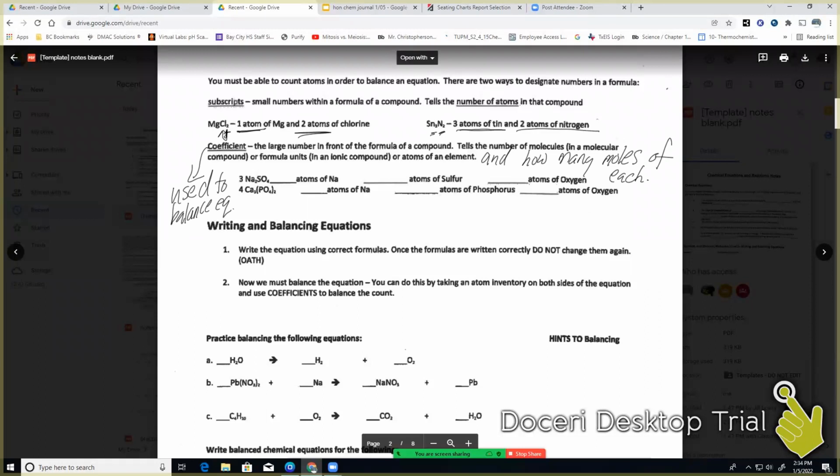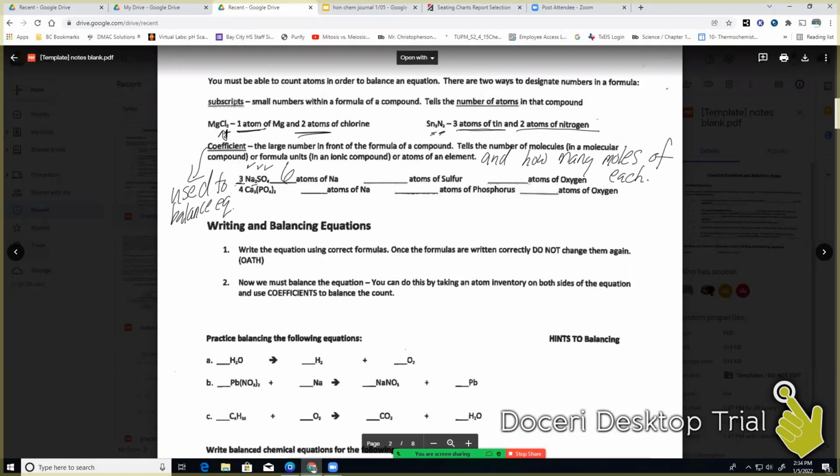Remember that when you have a coefficient, it affects everything behind it. So that 3 is going to affect sodium, sulfur, and oxygen. It's not like the subscript, which just reflects the element that's right in front of it. So if you start counting these, if it has a subscript and a coefficient, then you multiply. So for my sodium, I'm going to say 2 times 3, that would give me 6 atoms of sodium.